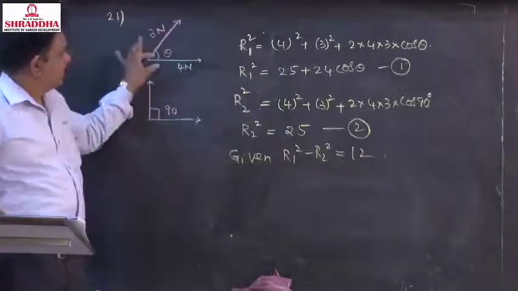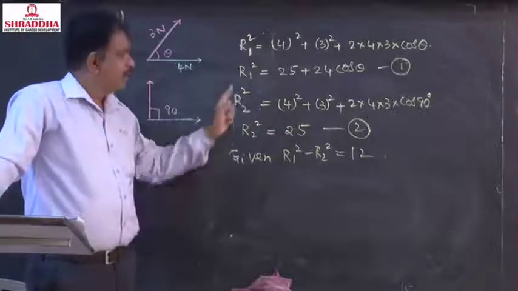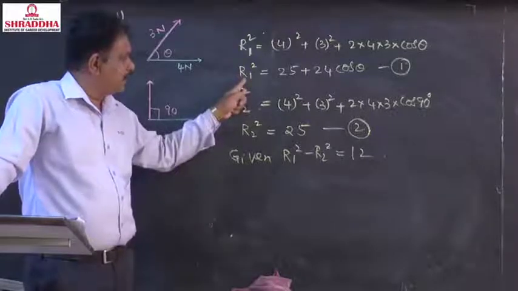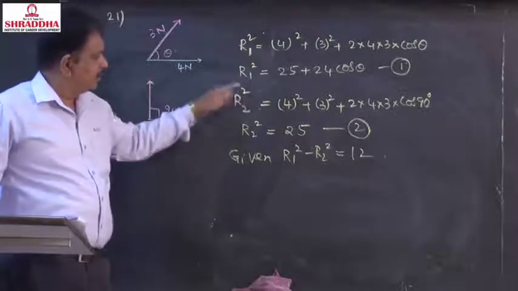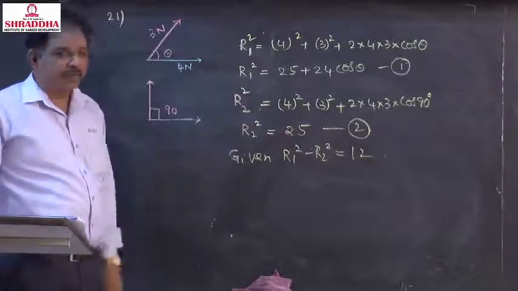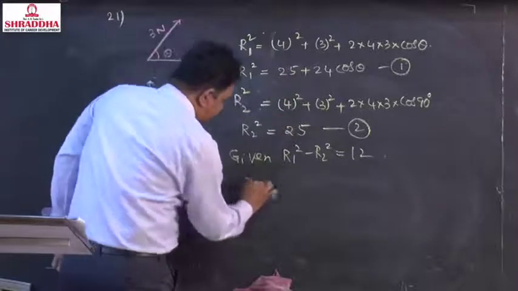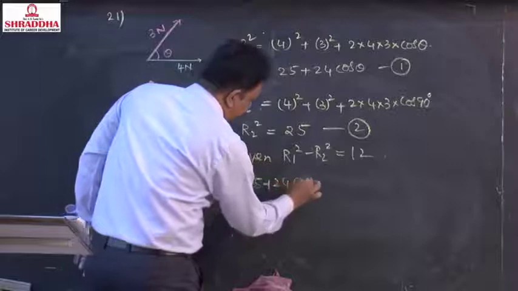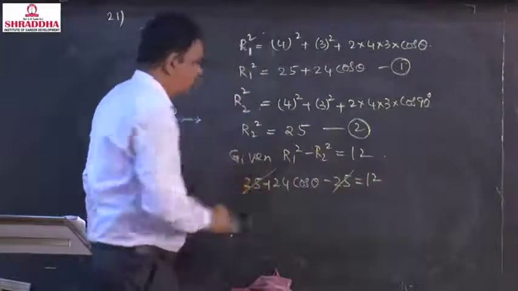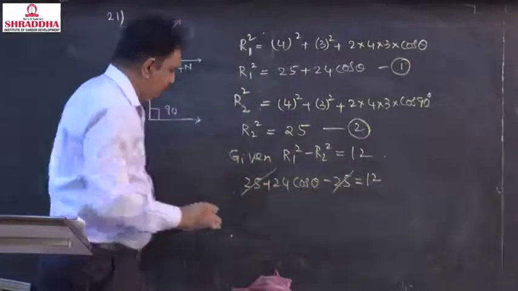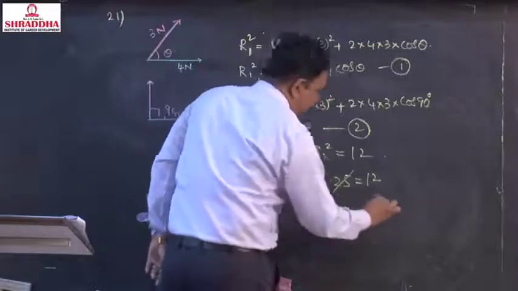Okay, listen. 4 and 3 Newton, two vectors are there or two forces are there. The square of the resultant is this one. When these two are perpendicular, the square of the resultant is this one. The difference of these two will be equal to 12. So here, substitute those values. 25 plus 24 cos theta minus 25 is equal to 12. So 25 will cancel. 24 cos theta is equal to 12.